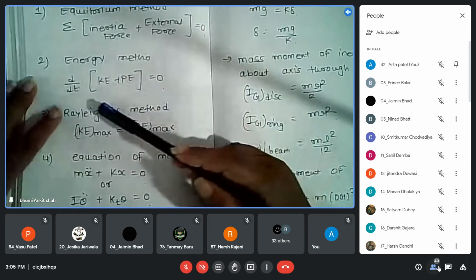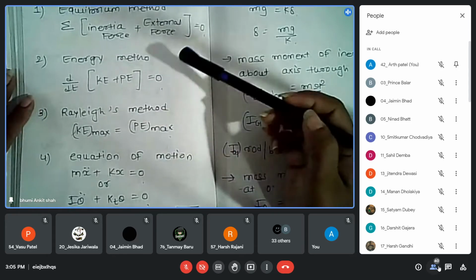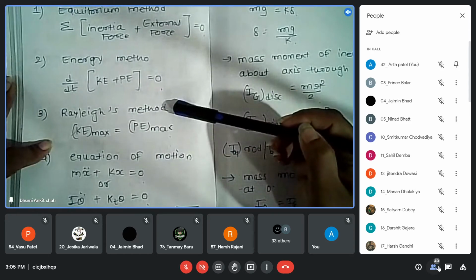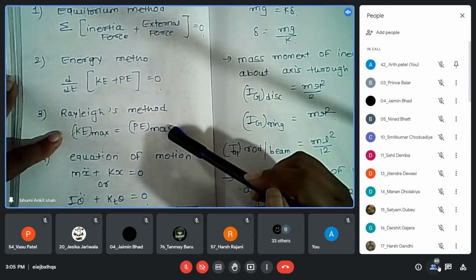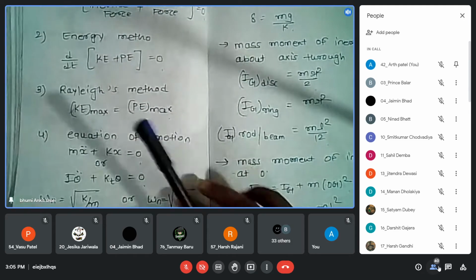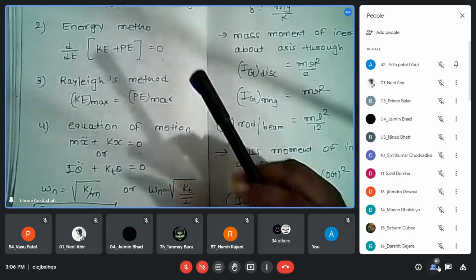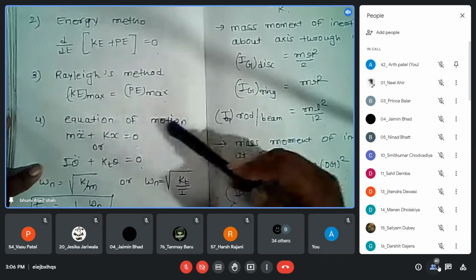Now, what is energy method? हम यही solve कर रहे थे, d by dt into ke plus p equal to 0. What is Rayleigh's method? Maximum kinetic energy equal to maximum potential energy. By this three method, by adopting any method, you can solve natural frequency of oscillation.